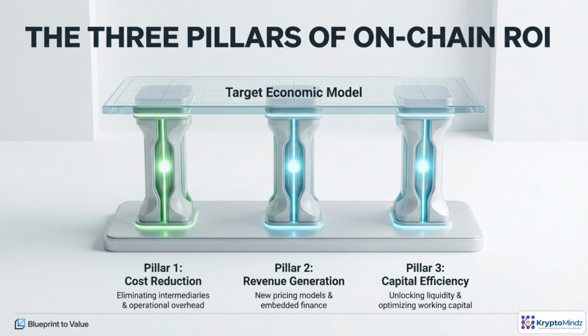As you evaluate on-chain cross-border payments, anchor everything to 3 pillars of ROI. First, cost reduction. Fewer intermediaries, fewer reconciliations, and less trapped operational work. This is where you justify hard savings in P&L and headcount avoidance. Second, revenue generation. New pricing models, embedded finance, and products you simply can't offer with T+2 settlement. Third, capital efficiency. Freeing up pre-funded balances and shortening settlement cycles so working capital actually works. Any serious business case you build should trace back to one or more of these pillars.